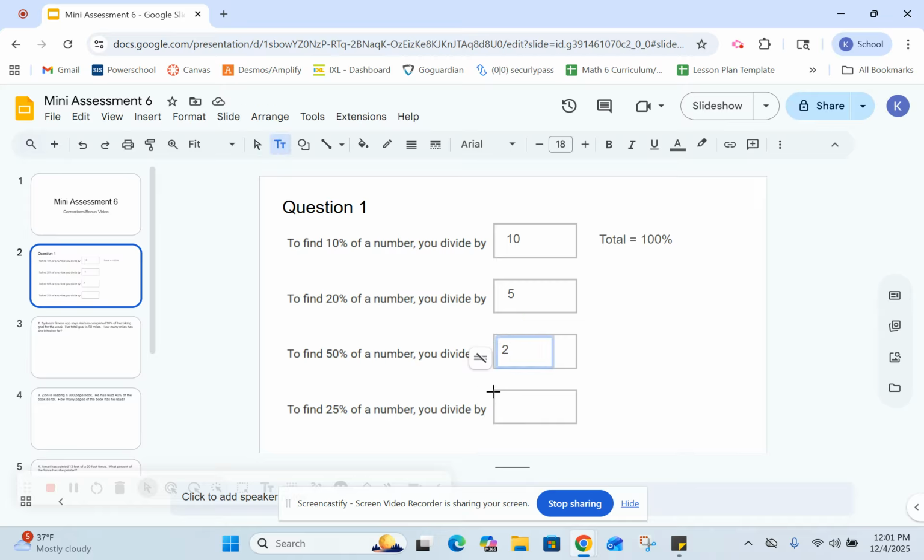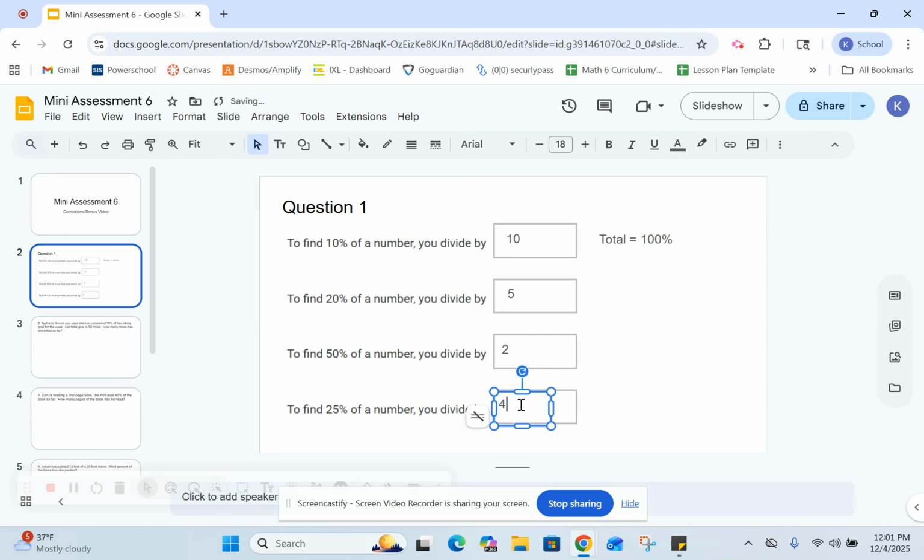All right, now let's try 25% of a number. So I want you to think about, what's another way to say 25%? If 50% is a half, 25% would be, that's right, 1/4. And to get a quarter of something, you would divide by, that's right, it would be 4.